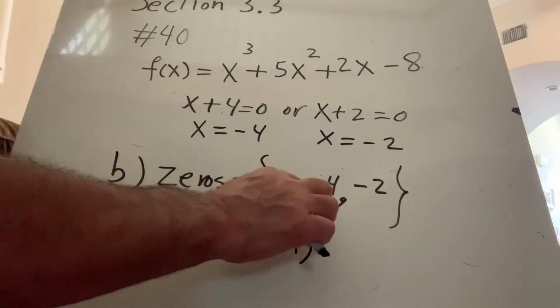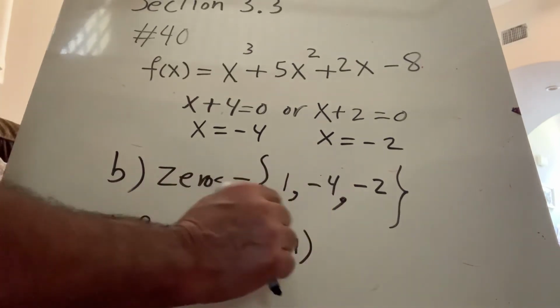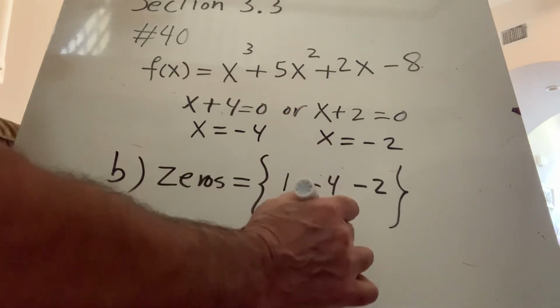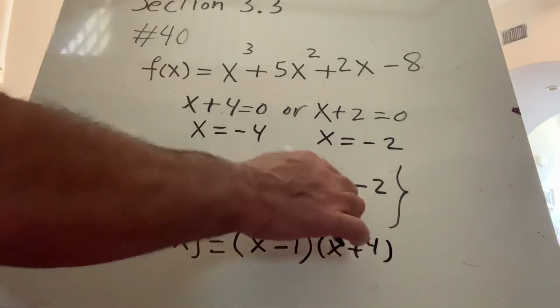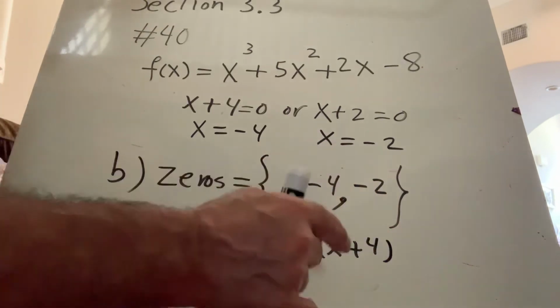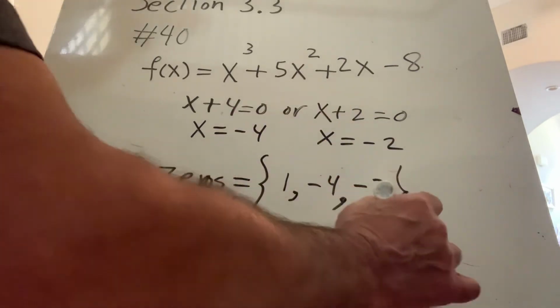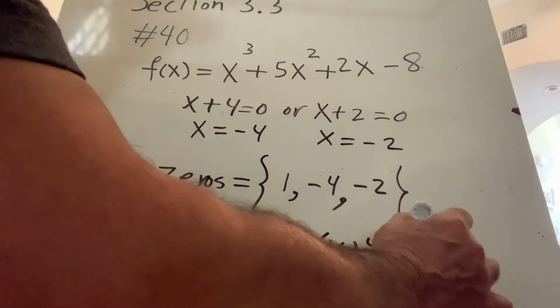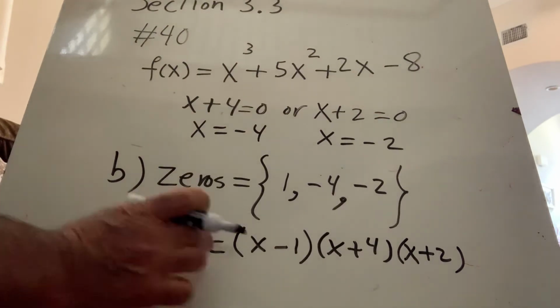Now the next 0 is -4, so the next factor is x minus -4, and of course minus minus will make that a plus, so that will be x plus 4. And then the last 0 is -2, so our last factor would be x minus -2, which will make that x plus 2. And that is your last factor. So there it is. So now you just factored your function f of x.